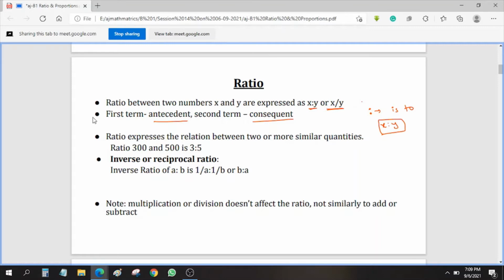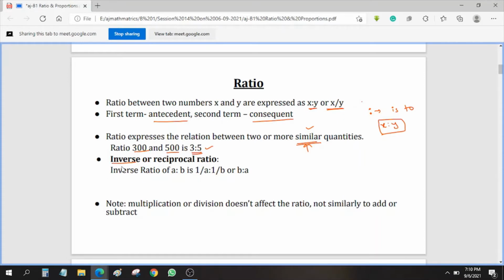Now, ratio expresses the relation between two or more similar quantities. This is the most important point. So instead of having a ratio between any two quantities or more than two quantities, there should be a similarity between those quantities. Now see, the ratio between 300 to 500 is 3 is to 5. 600 to 1000 is also 3 is to 5. The ratio is the same, the numbers may be different.